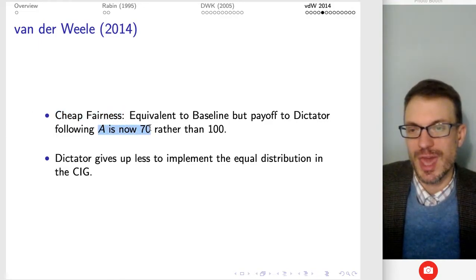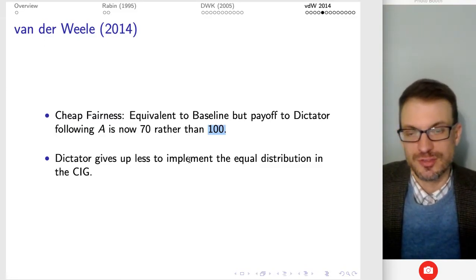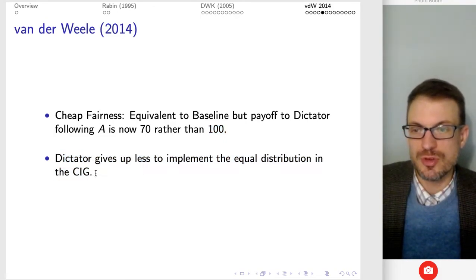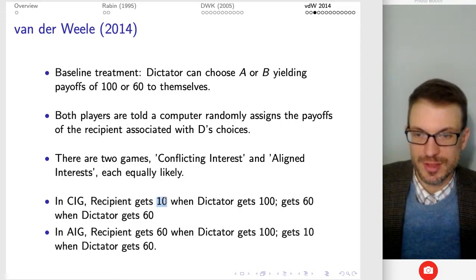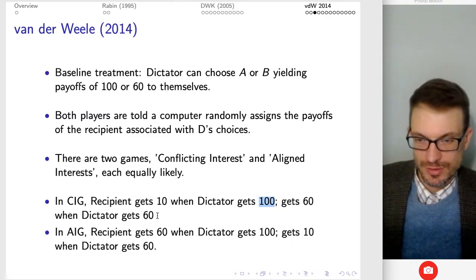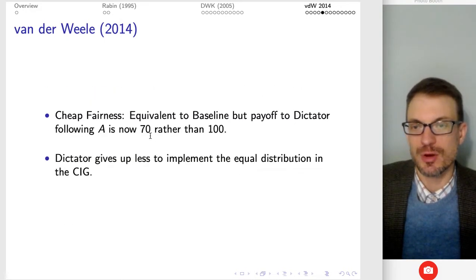So the payoff following A is only 70 rather than 100. Whereas if the payoff was still 100 and you drop down to 60, now you've given up 40 to get to 60, or to take 60 and do whatever for the other person. So the dictator is giving up less to implement the equal distribution in the conflicting interest game, right? The payoffs would be 10 versus 70, and then 60 versus 60. So if I have 70 here, it only costs me 10 to get this 60, whereas it's giving the recipient another 50. Okay, so that's kind of what's happening here with this cheap fairness.